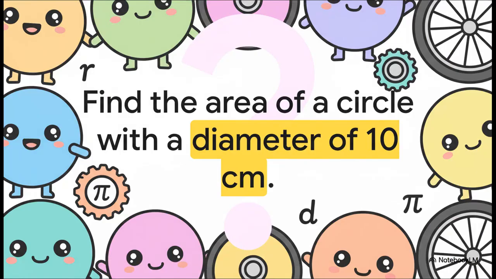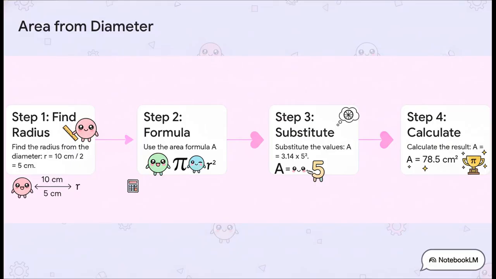All right, let's find the area of this circle. But hey, pay close attention to this one. The question gives us the diameter, 10 centimeters. But think about our area formula, A equals pi r squared. What does that r stand for? Yeah, it's the radius. The formula needs the radius, not the diameter. This is a classic two-step problem, a real common trip-up.